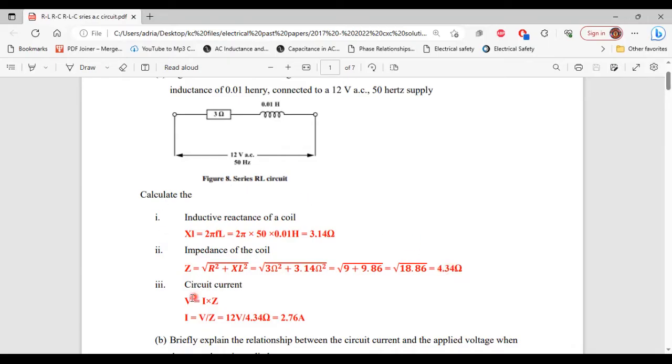Part 3, it says to calculate the circuit current. So V is equal to I times Z. Therefore, I is equal to V divided by Z. That will give us 12 volt divided by 4.34 ohm, which gives us 2.76 ampere. So that's the circuit current, and that's it for part A.